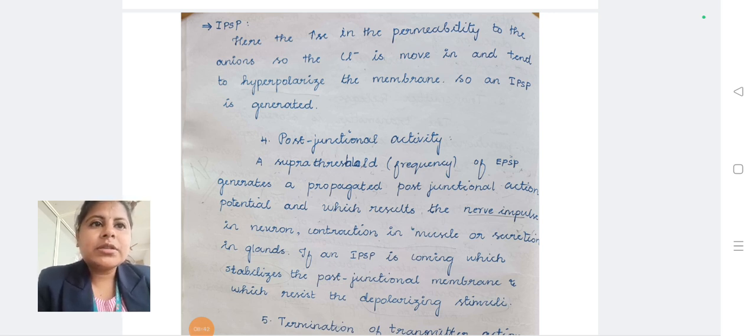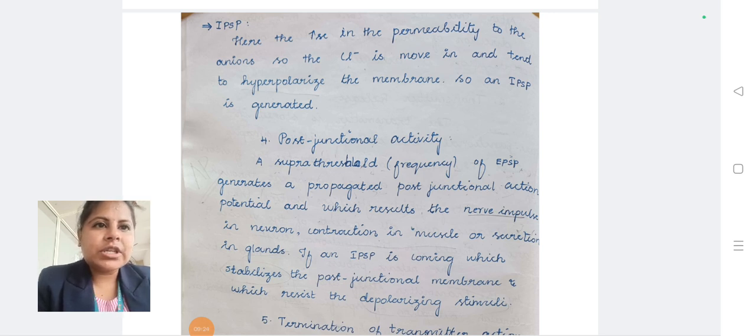The fourth step is post-junctional activity. A suprathreshold excitatory synaptic potential generates a propagated post-junctional action potential, which results in nerve impulses in the neuron, thus leading to contraction in the muscles or secretion in the glands. If an IPSP is coming, it will stabilize the postsynaptic membrane, or post-junctional membrane, which will resist the depolarizing stimuli.